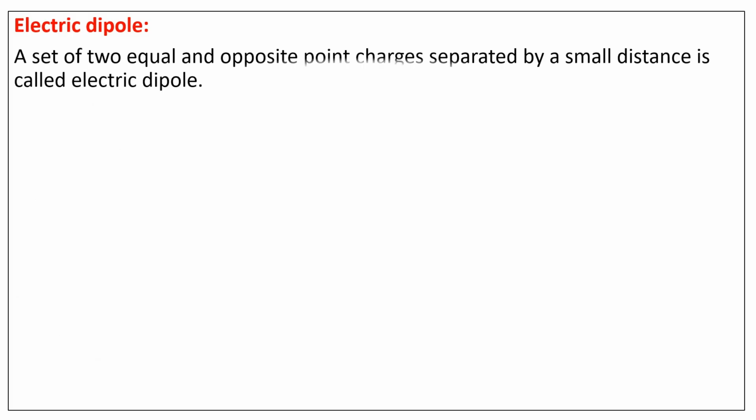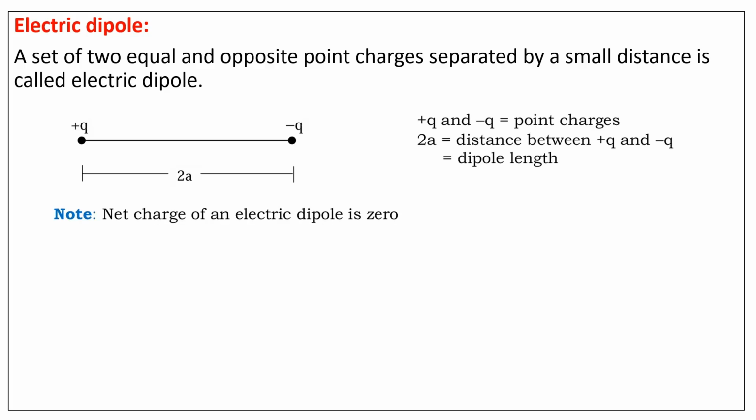Let's start. Electric dipole. A set of two equal and opposite point charges separated by a small distance is called an electric dipole. From the diagram, a set of two equal and opposite point charges, that is, plus Q and minus Q, which is separated by a small distance, that is 2a. Note: the net charge of an electric dipole is zero.